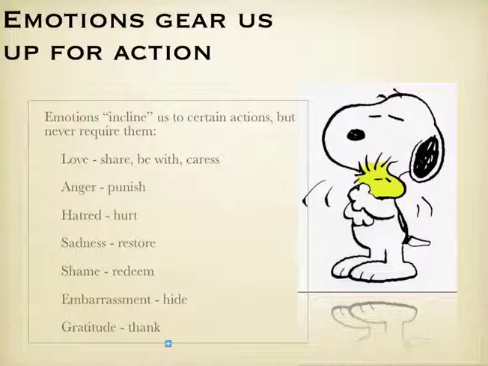So, what kind of action does emotion gear us up towards? Well, the emotion of love motivates us to share, to be with, or to touch somebody. Anger motivates us to want to punish somebody who's done us wrong. Hurt and shame: we want to redeem ourselves and make things better and put things right. When we're embarrassed, we want to hide. With gratitude, we want to write a note to somebody, telling them what they did was very special for us. But these are just a few examples of the way that emotions gear us up for a particular kind of action.